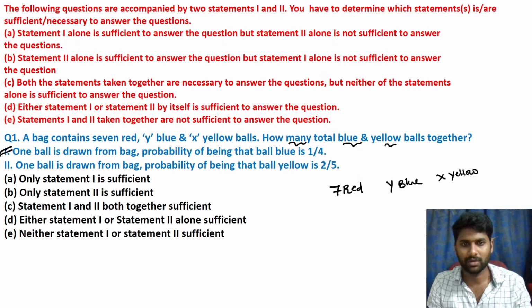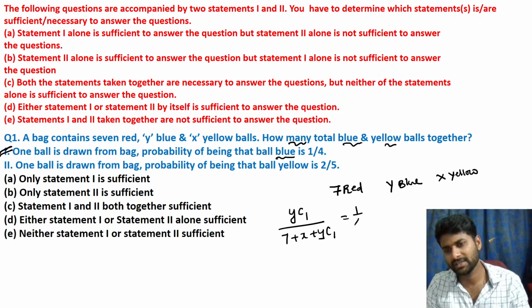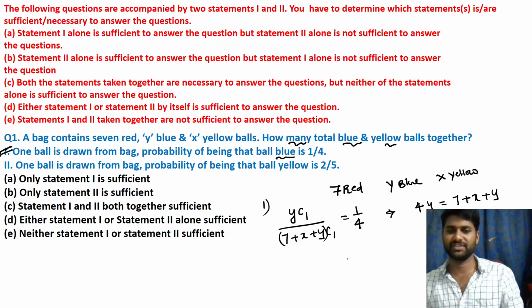We are taking one ball. If you pick that ball, the probability of getting blue is, say, we have Y blue balls, and we pick one out of the total, that is 7 plus X plus Y, C1. The probability is equal to 1 by 4. Here, 4y is exactly equal to 7 plus X plus Y. If I take statement 1 alone, you never get the exact result, so statement 1 alone is not sufficient.